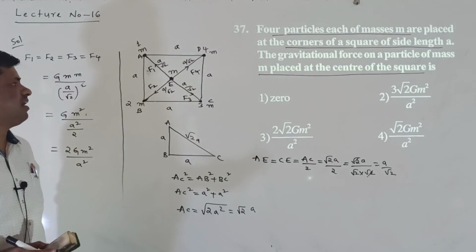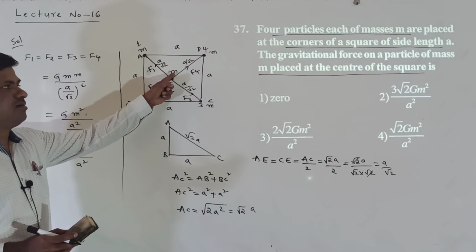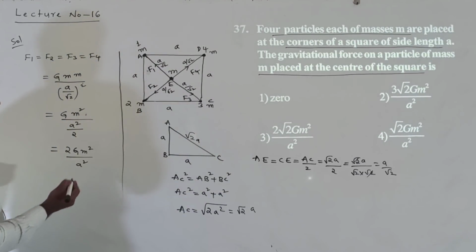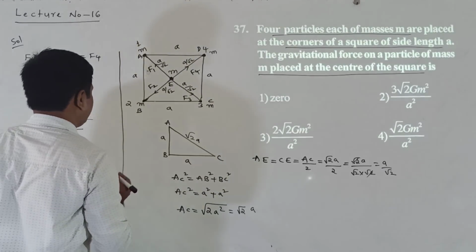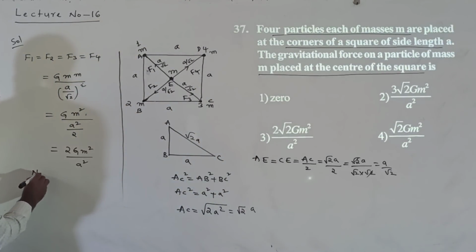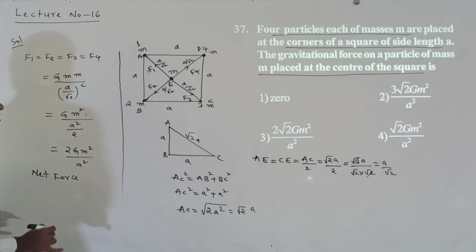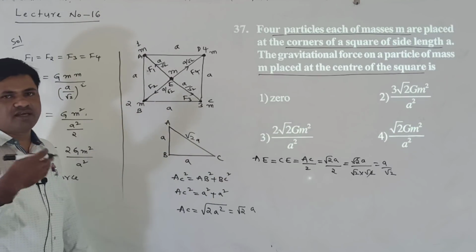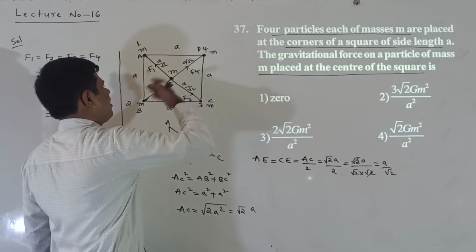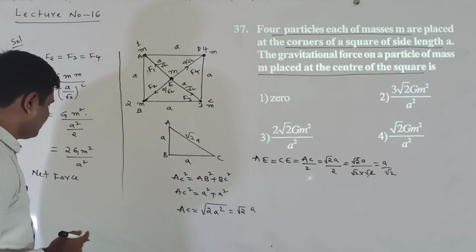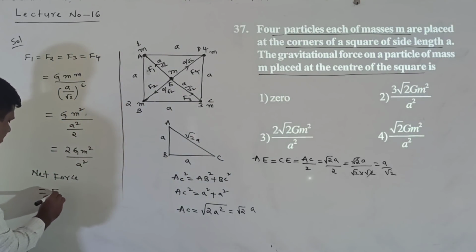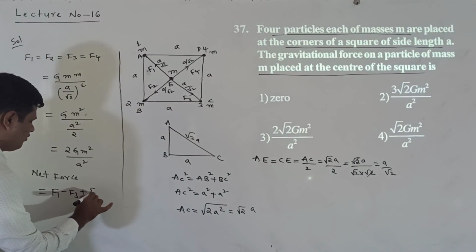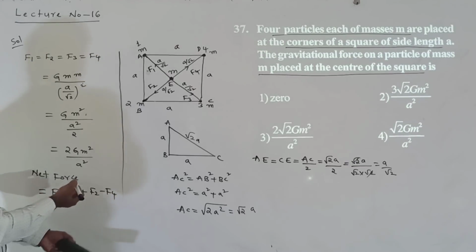See here, the net force acting on this mass placed at the point E. How to find that net force? Net force is equal to, see here, F1 and F3 are opposite, means one we take as positive, another as negative. F2 and F4 are opposite, one positive, another negative. So net force can be written as F1 minus F3 plus F2 minus F4.